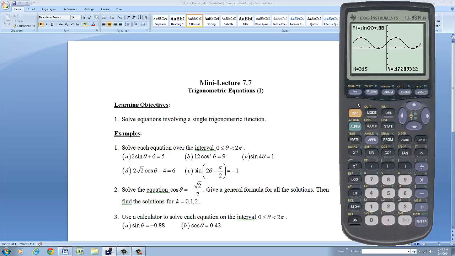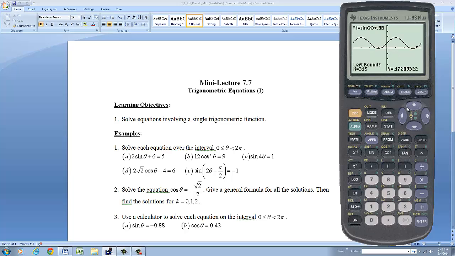So what I'll do is use the method that I use with logarithmic and exponential equations, the zero method. Hit second, then the trace key again. Because I hit the second key, I'm accessing the calculate menu. Menu number 2 is zero, so hit 2.